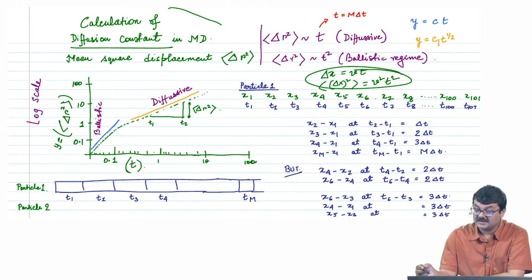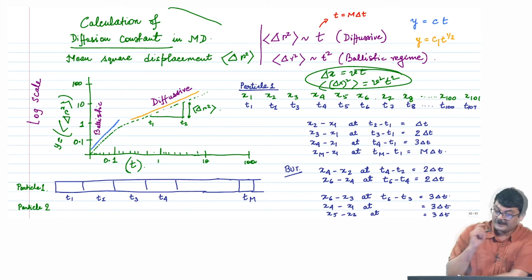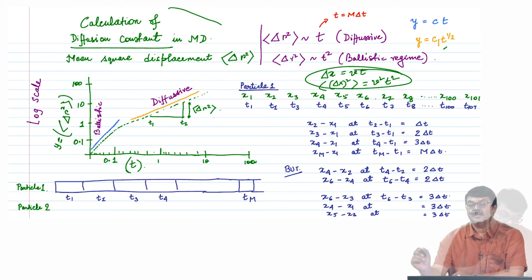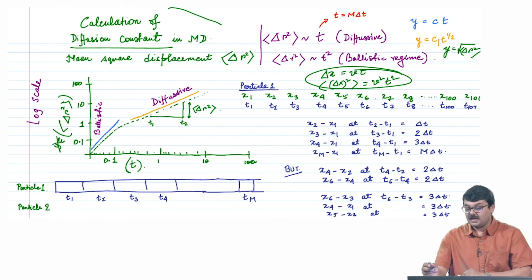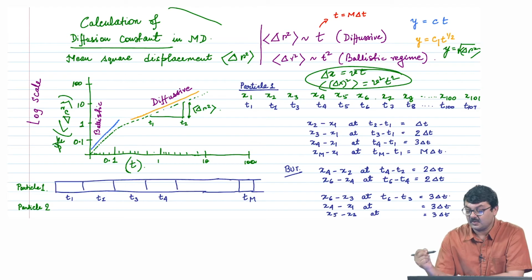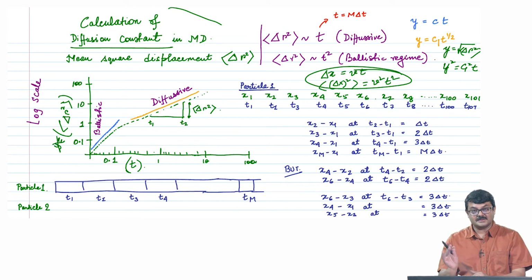go as y goes as c t, whereas in the diffusive regime, for reasons that we discussed earlier, y will go as t to the power half, where y is root delta r square average. Or y square will go as c 1 square t, right. That is what we have been discussing, delta r square average goes as t. So, that is the thing.